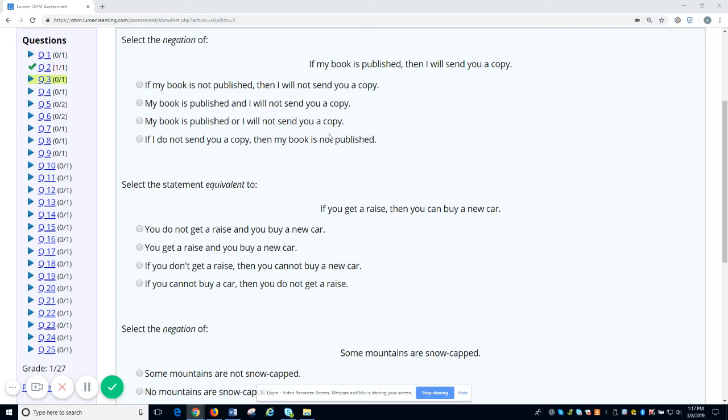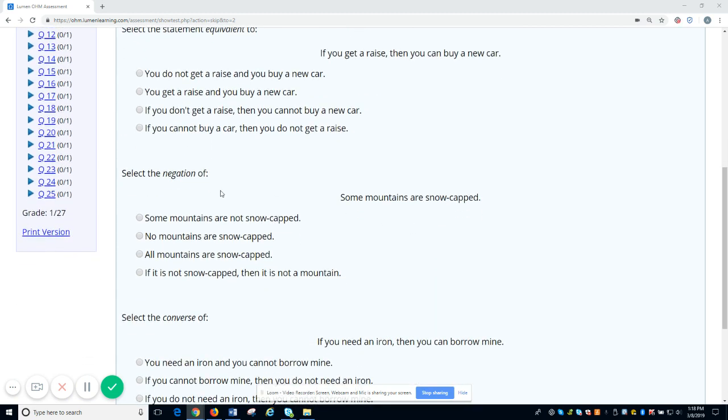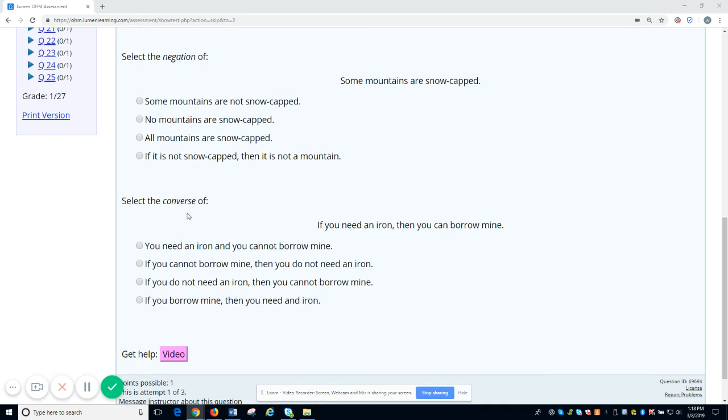Okay, so this question has quite a few different conceptual parts. First, we have to know about negations of compound statements. This particular statement is a conditional statement. We have to know how to negate a conditional statement. We also have to know what statements are equivalent to a conditional. A couple more negation questions, as well as variations of the conditional.